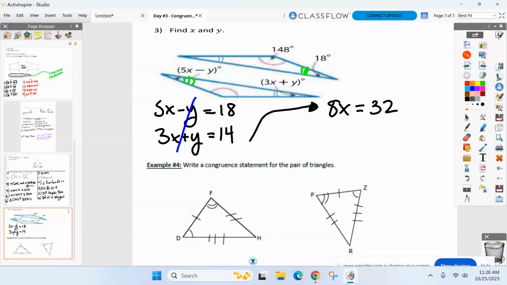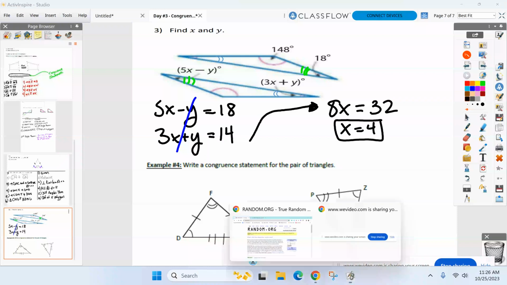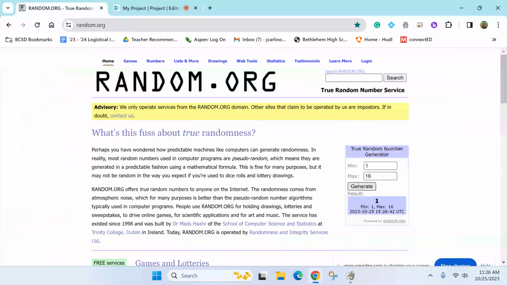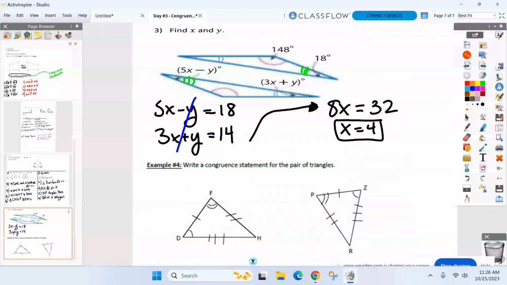So x equals 4. Got that. Can somebody tell me a plan to find y now? I need to find y somehow. Anybody a plan to find y? A couple different ways. I'll listen to whatever you have for me. Your approach there, Charlie. How do you want to find y?